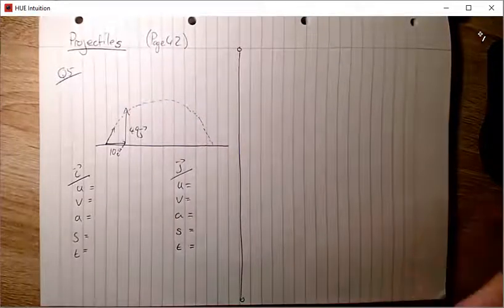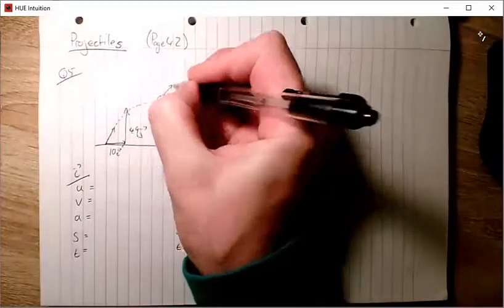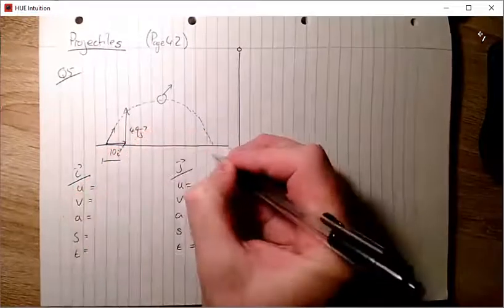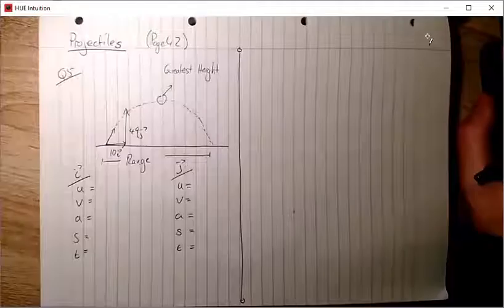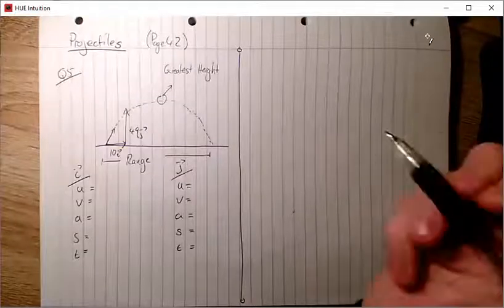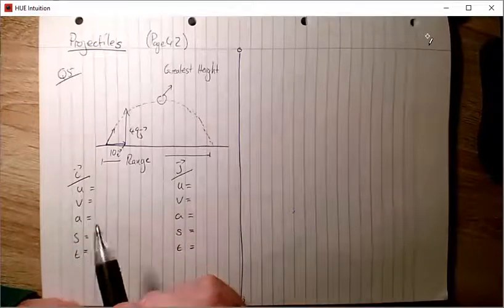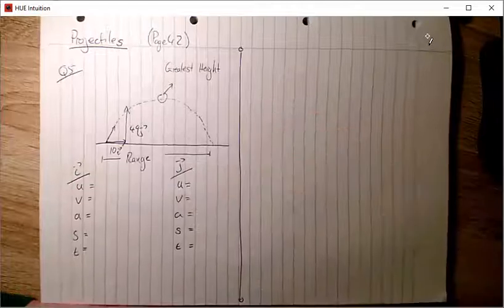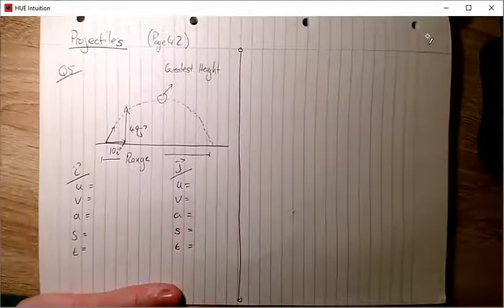Okay, and this question has asked us two things. It's asked us to find its greatest height and also to find its range, which is this distance here. There's a third part of the question that we'll come to in just a second. Now, with range and greatest height, over the next chapter you're going to be asked that again and again. Find the range, find the greatest height.